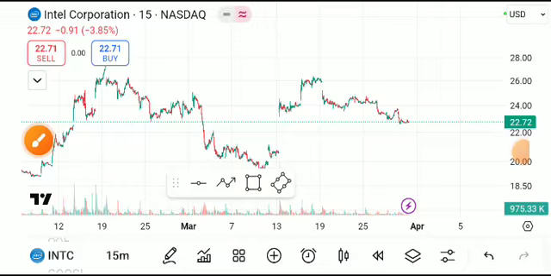So guys, in this video we are going to analyze the Intel Corporation share, and here we are also going to discuss the important level targets and important support and resistance levels for our next trading session in the Intel Corporation share. Everything is discussed in this video. So let's start the video.